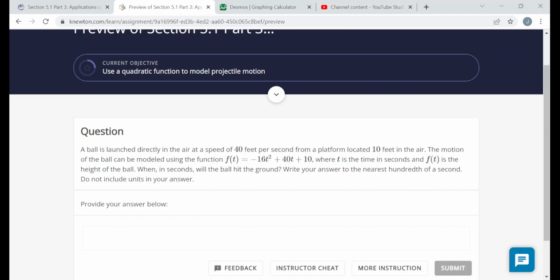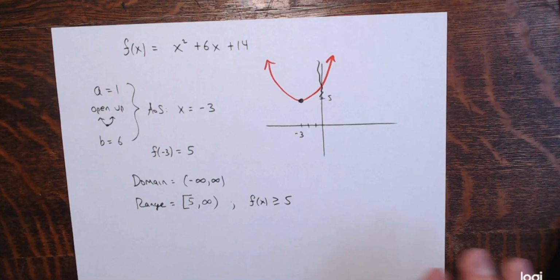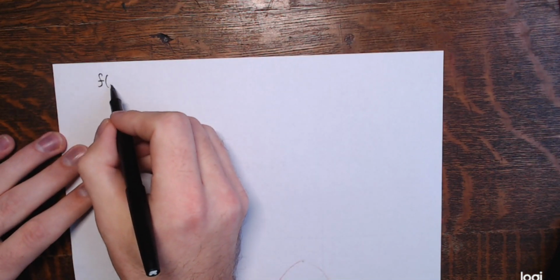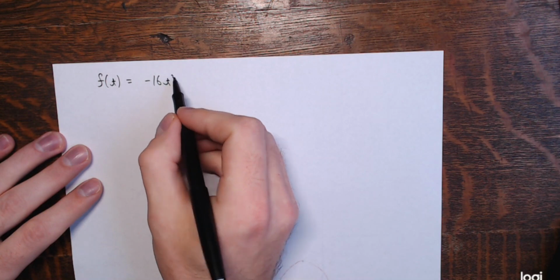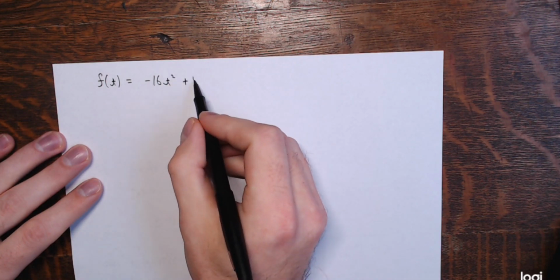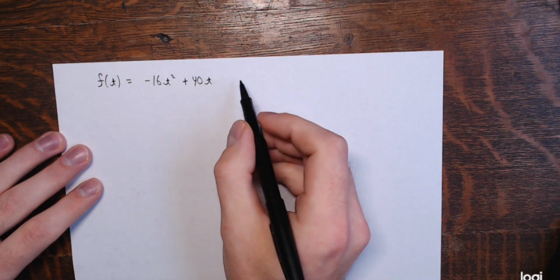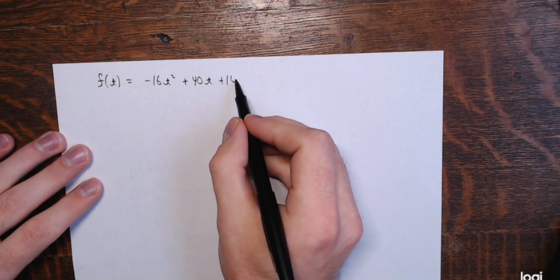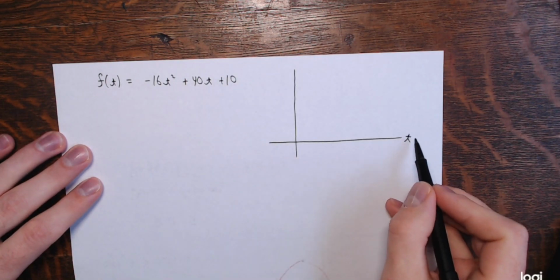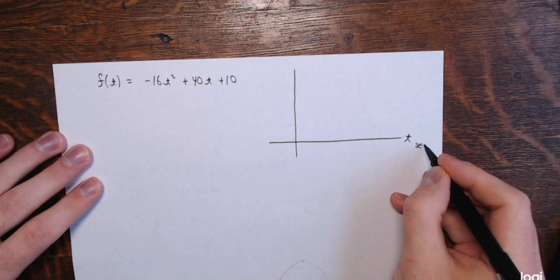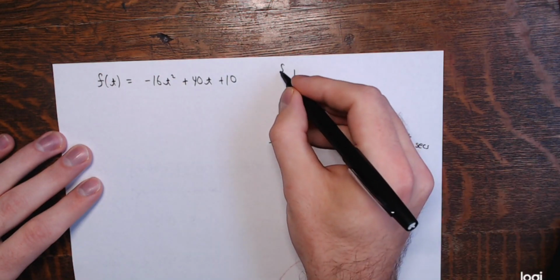All right, so this is very similar to the problem we had earlier. Right, it's f of t equals negative 16 t squared plus 40t plus 10. So again, if I were graphing this, showing you the motion of this ball, right, you got time in seconds here, and then the height in feet.